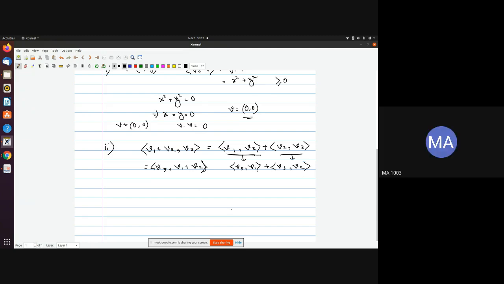Correct. So if I, instead of writing with respect to first coordinate, write with respect to second coordinate, will I get the same thing? Am I getting the same thing or not? Yes, sir. Correct. So what does bilinearity basically mean? Linear with respect to both the coordinates, right?